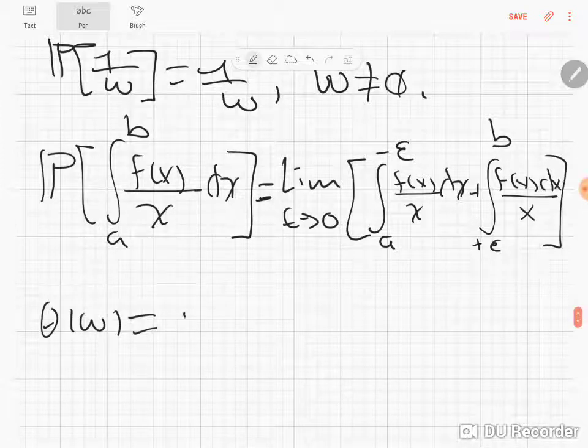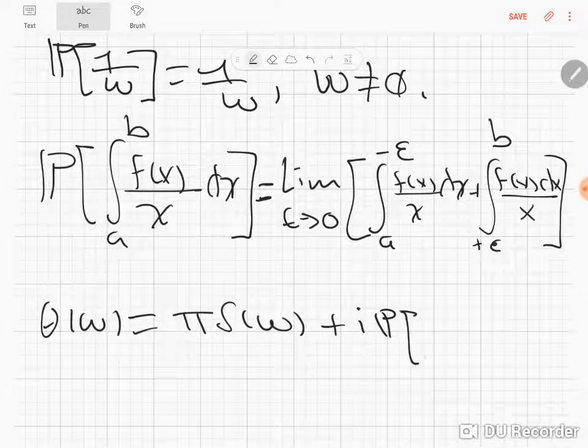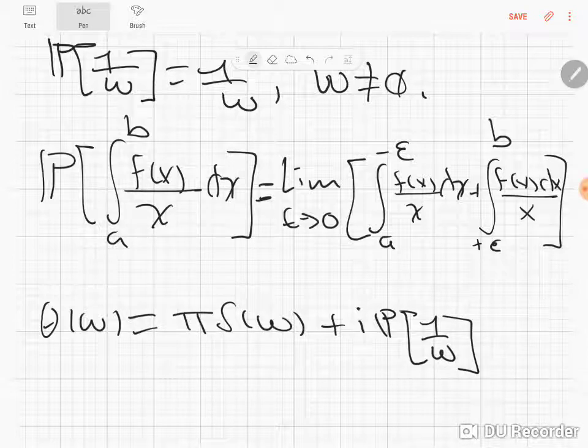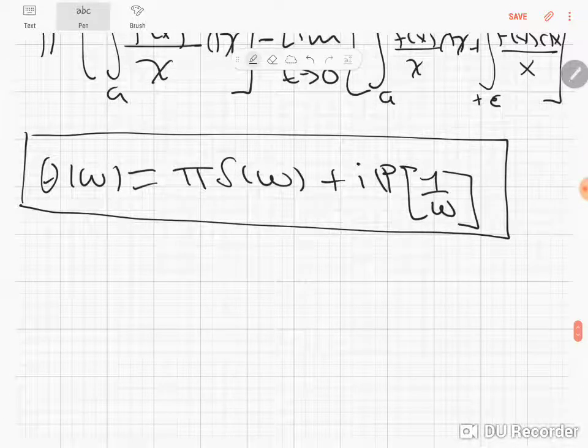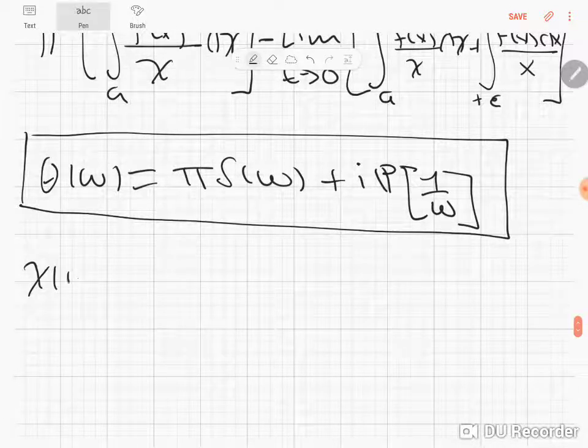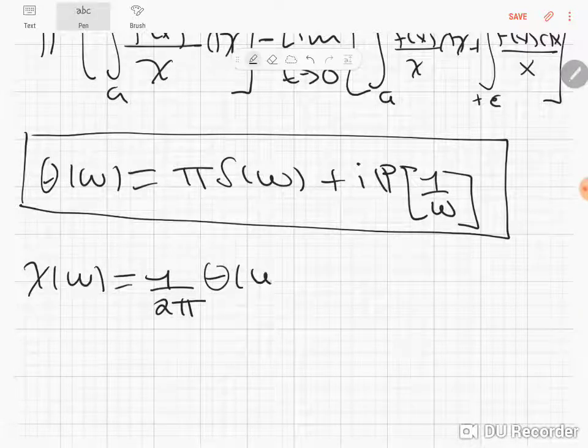And then we just go back to theta. Theta of omega is just equal to pi delta of omega plus i principal value of 1 over omega. This result is key in the development of the Kramers-Kronig relations. Now we can move forward. We recall that after we have imposed causality on our susceptibility, we write the following form: theta of omega times chi of omega.